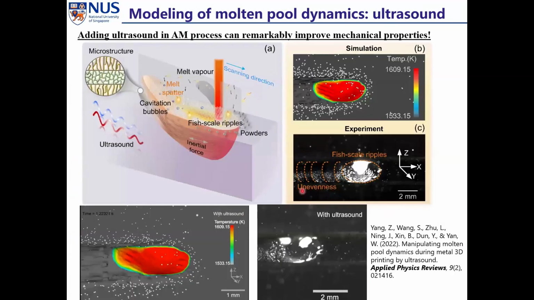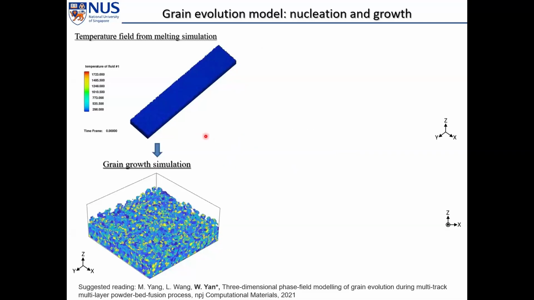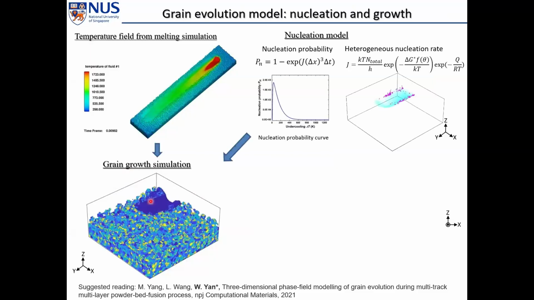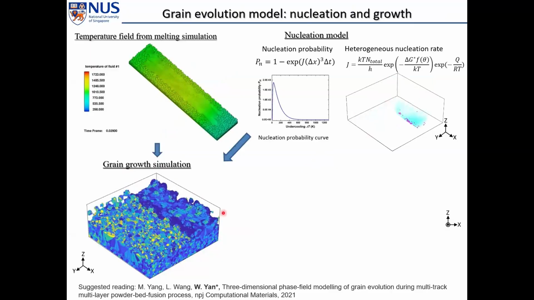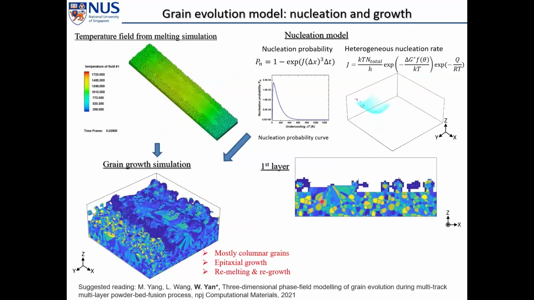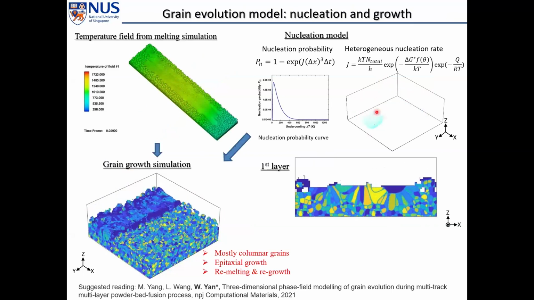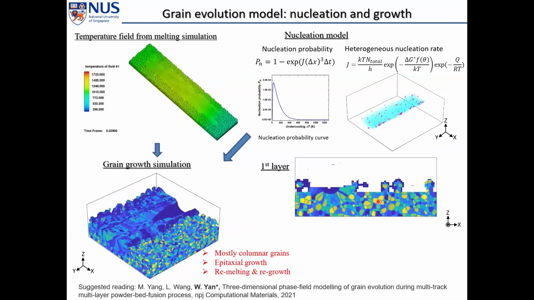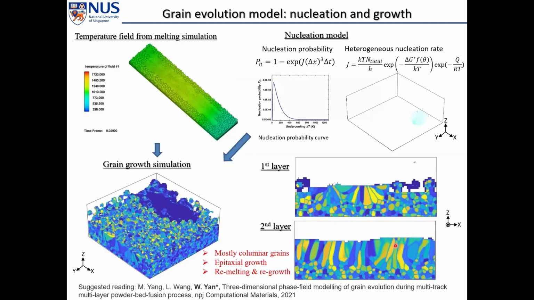So after this molten pool simulation, we further implement the temperature field into the grain growth model, where we consider the nucleation depending on the local chemical compositions and local temperature, also cooling rate. And these are potential nucleation sites. And then there is also epitaxial growth. There will be competition between the nucleation grain growth and epitaxial growth. And this is the simulation result. Mostly the epitaxial growth is dominant.